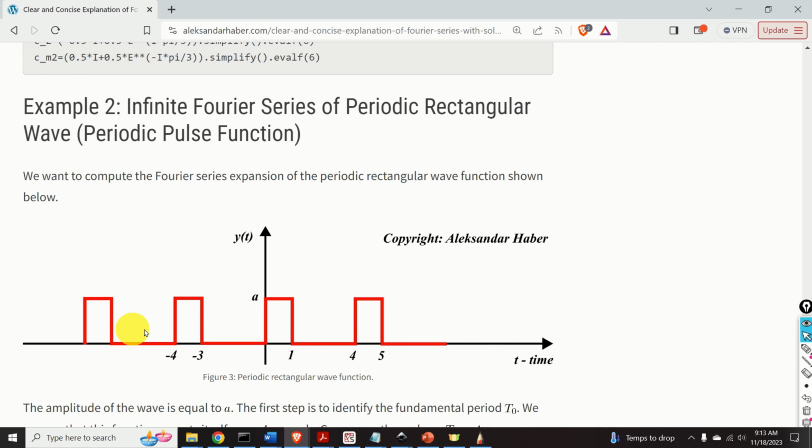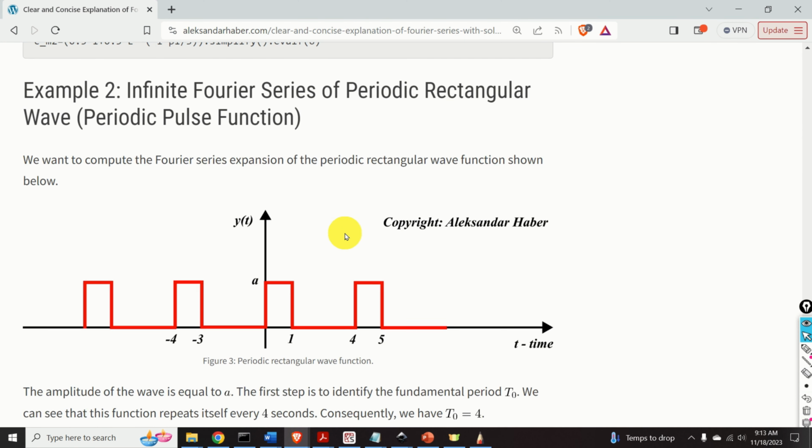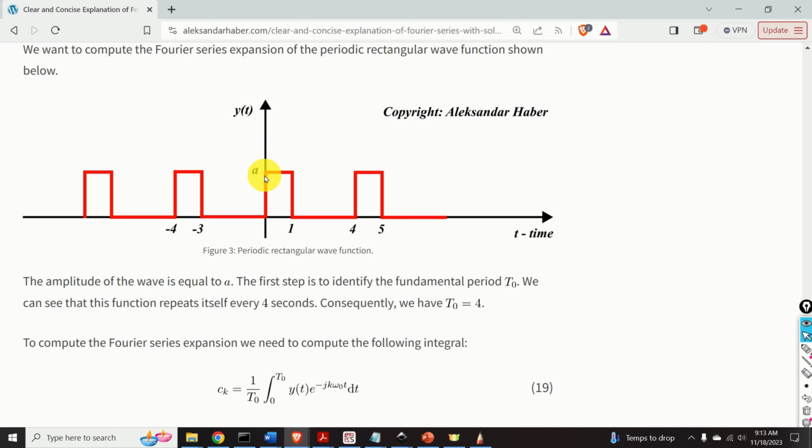Here it is. This is precisely the way from the beginning of our video tutorial. Over here, I parameterize the amplitude. The amplitude is equal to A. The first step is to identify the fundamental period T0. From this graph, we can see that this function repeats itself every 4 seconds. Consequently, capital T0 is equal to 4.